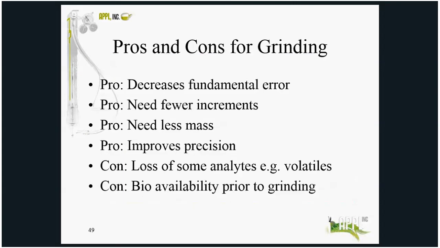Grinding decreases sampling error and makes it possible to use fewer increments and less mass, and it improves precision. There may be some analyte loss due to volatility, and bioavailability must always be done prior to grinding.